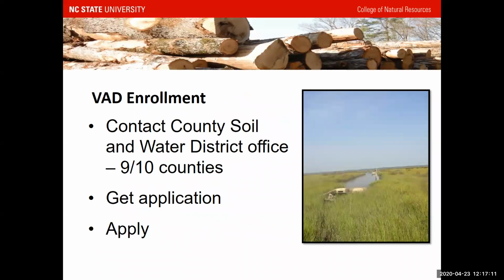So for enrollment in this program, typically in the state, your first contact would be the county soil and water district office. Again, 9 out of 10 counties in the state, or 90 of our 100, are either in the voluntary ag district ordinance or have enhanced theirs. There's an application that you can receive from that advisory group, and then you can apply at will.